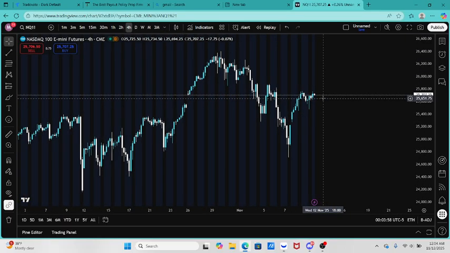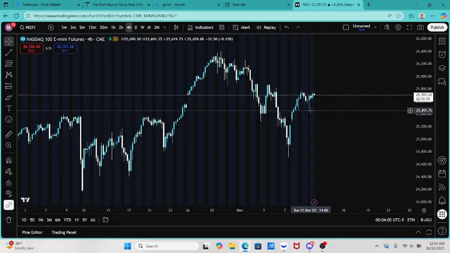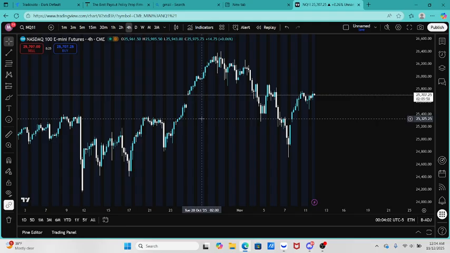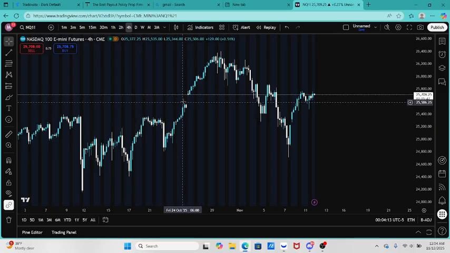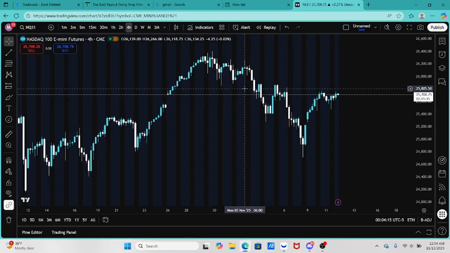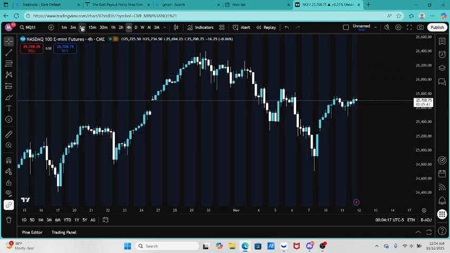Of course, the market moves up and down. Now, what you always want to look for is important levels. Your important levels would be a liquidity zone, an order block, and a fair value gap. Now, a fair value gap is, this would be a fair value gap.